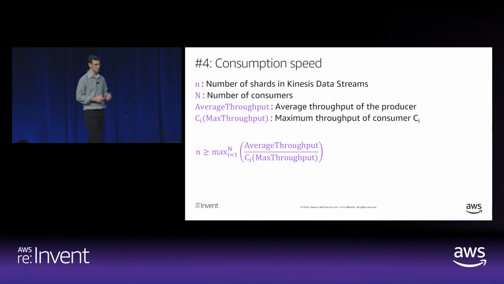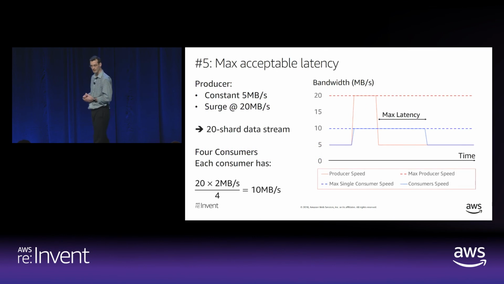This drives you to a formula where you compute, for every consumer, how many shards each one of them needs. So now the 5th and last consideration is what I call the acceptable data latency. There are different cases where this can happen.